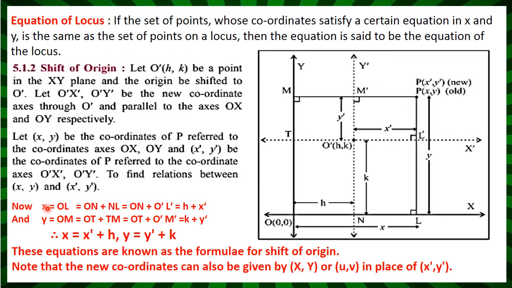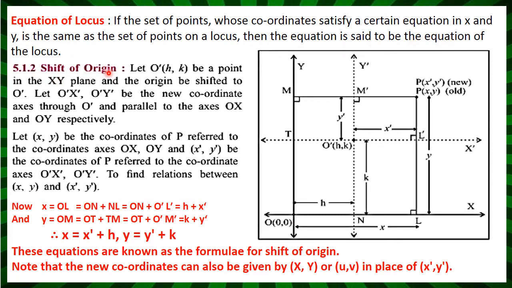Now, equation of locus. If the set of points whose coordinates satisfy a certain equation in x and y is the same as the set of points on a locus, that is, the points satisfying the equation and the points on the locus are the same, then we say that the equation is said to be the equation of the locus.